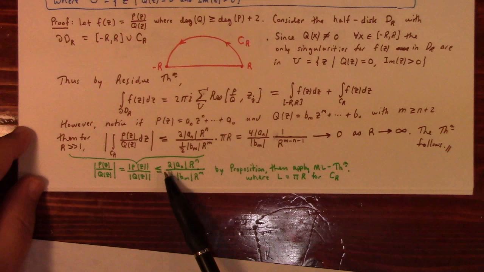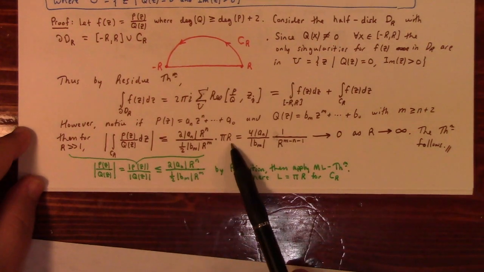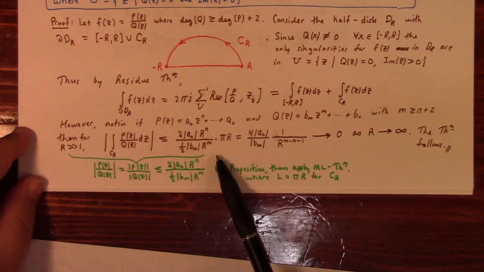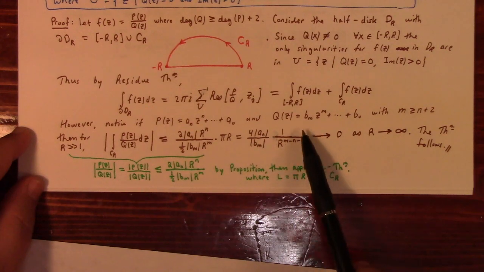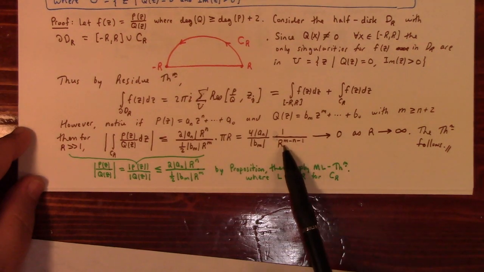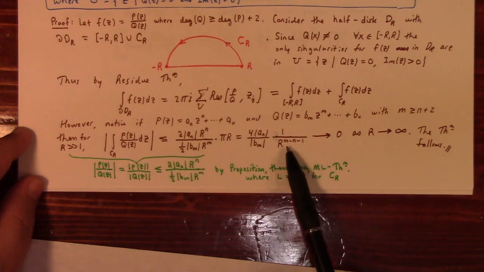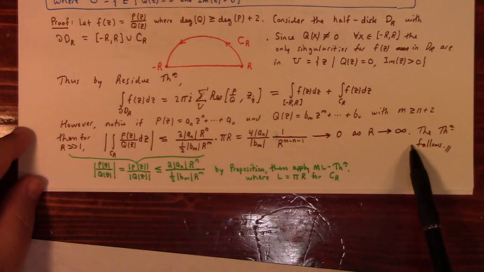And anyway, so that gives you an M for the ML theorem, and then the L is pi r, since the length of that half circle is pi r. And so you get 4 a_n over b_m times 1 over r^(m-n-1). And we're assuming that m minus n is greater than or equal to 2, which means that this exponent is at least 1, which means it goes to 0 as r goes to infinity.